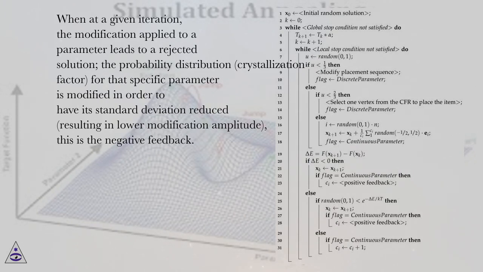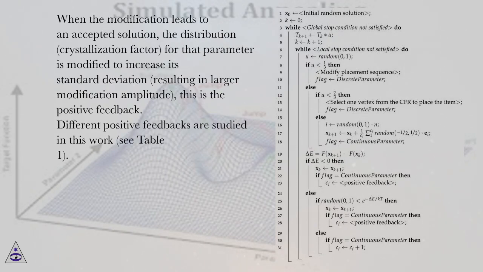When at a given iteration, the modification applied to a parameter leads to a rejected solution, the probability distribution, crystallization factor, for that specific parameter is modified in order to have its standard deviation reduced, resulting in lower modification amplitude. This is the negative feedback.